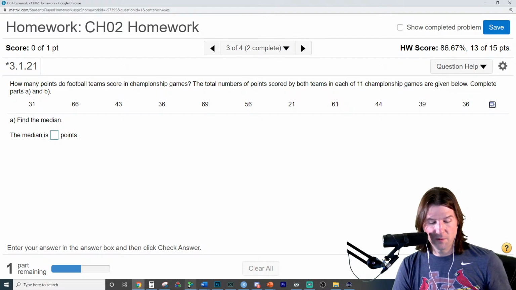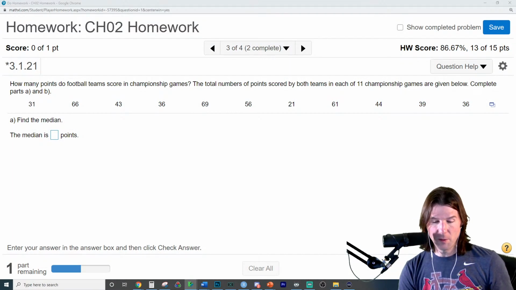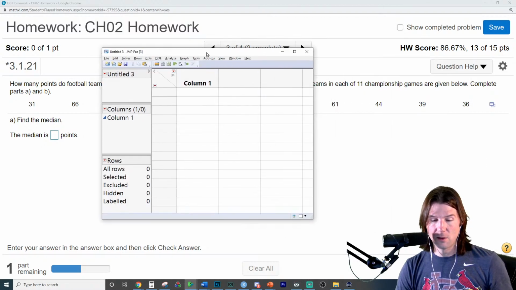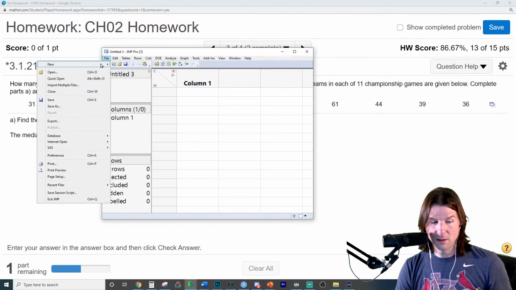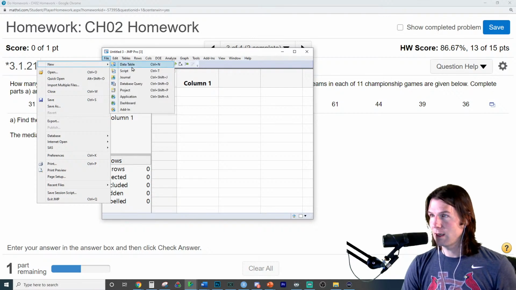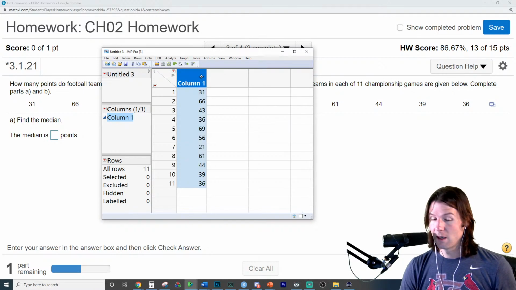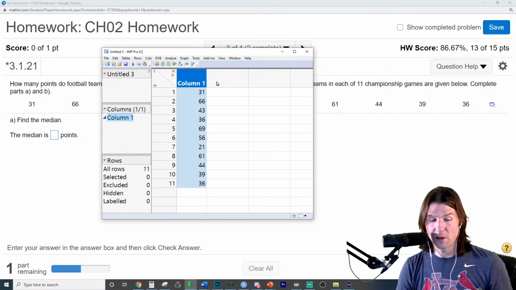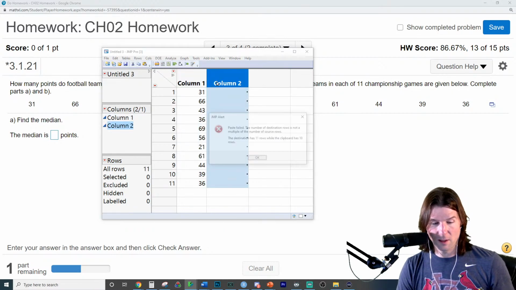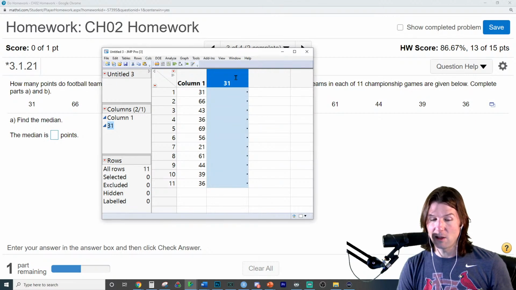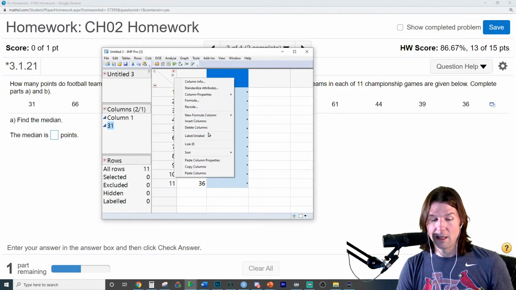Okay. So when we find the median right here, we're going to go into JMP and open a new data sheet. You can open a new data sheet with File, New, Data Table. When you go to File, New, Data Table, you want to go to the top column and paste. Be very careful. Sometimes you'll have to paste with column names. When you paste with column names, it'll paste the column name at the start. It just depends. This one does not have column names.